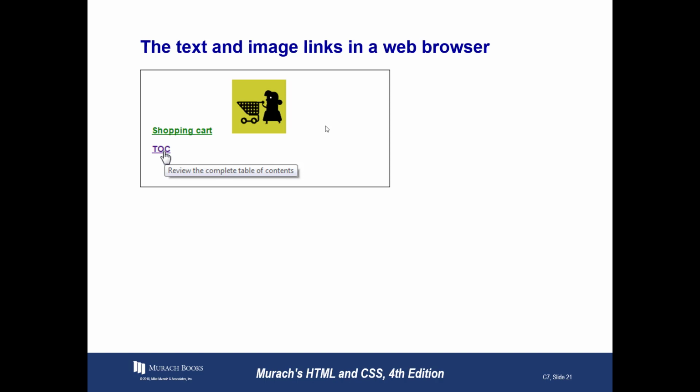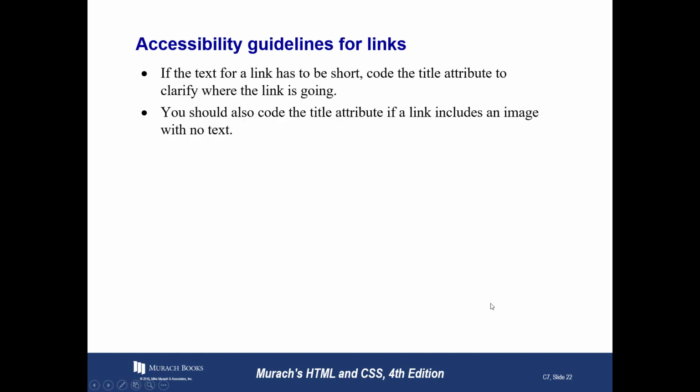All right. Notice that in this example on the slide, they have put the cursor on the link itself, and the title gives you a tooltip. Accessibility guidelines for links: if the text for a link has to be short, code the title attribute to clarify where the link is going. There shouldn't be any surprises. Second, you should also code the title attribute if a link includes an image with no text. Think about why that's the case: somebody using a browser for the blind, or whatever.